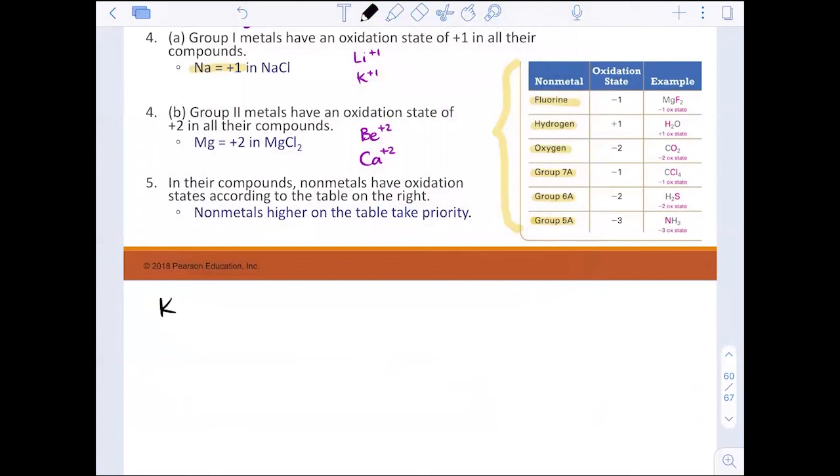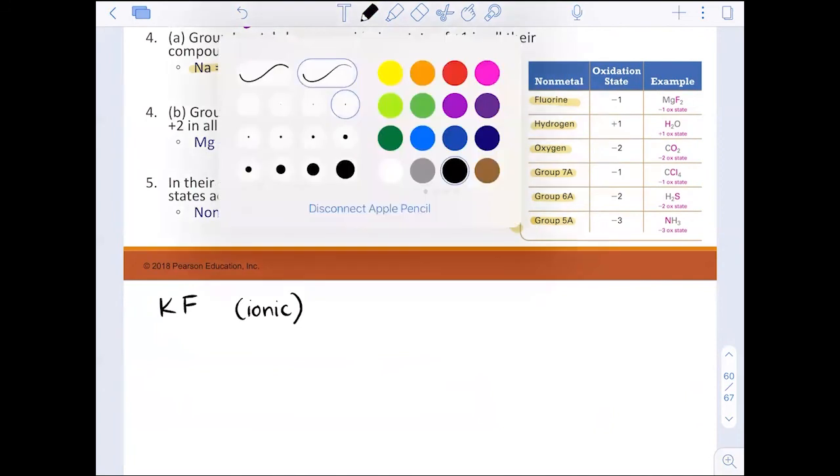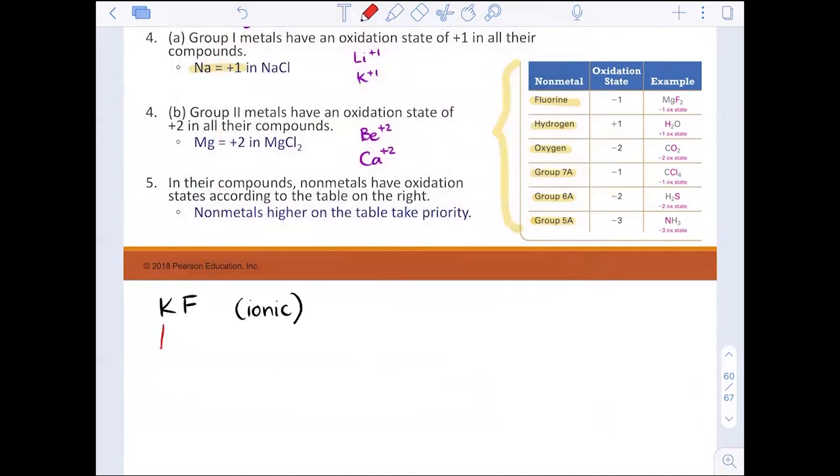So KF. Well, it's an ionic compound. I know that because potassium is a metal, fluorine is a nonmetal. I would first look at my hierarchy here and say, well, this has to be +1 for its oxidation state. Now, fluorine comes next on the hierarchy, and I could say, yep, it's typically a -1. Does that make sense? Well, there's no charge up here, right? No charge. So when I sum these up, does that equal 0? Yes, it does. So potassium has an oxidation state of +1. Fluorine has an oxidation state of -1 in potassium fluoride.